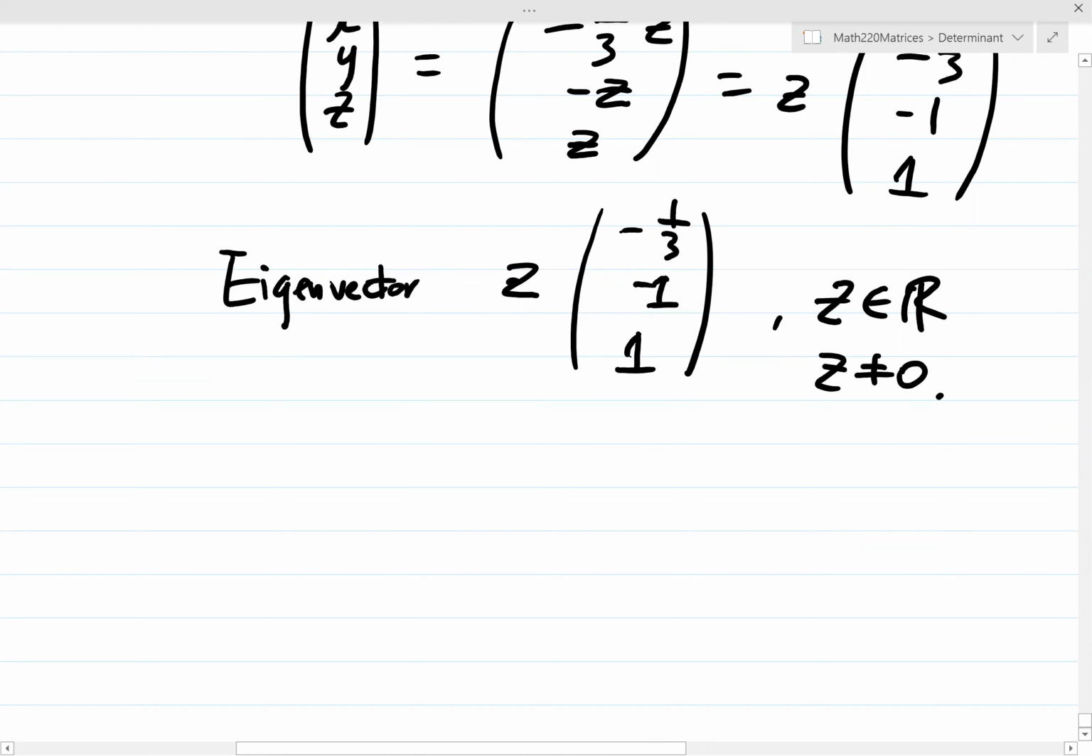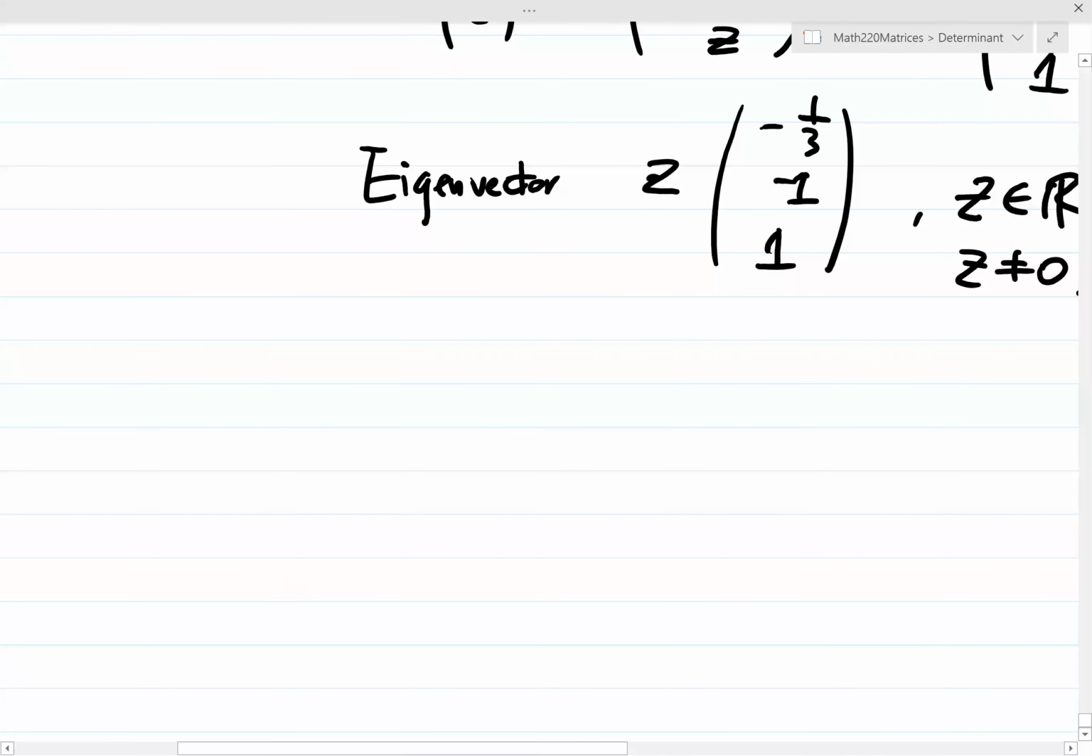Okay, now we study properties of eigenvalues and eigenvectors. Okay, first of all, theorem. This is the easiest theorem.